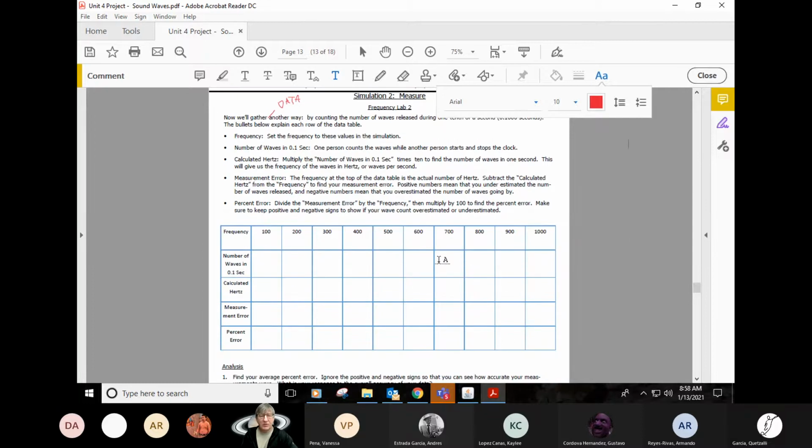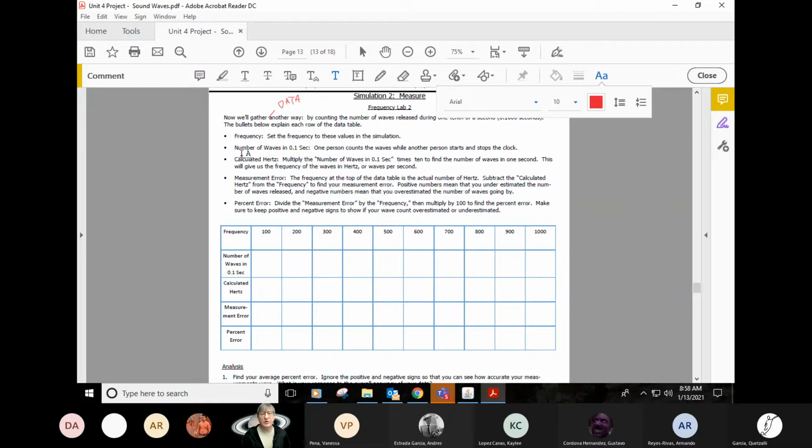So here's our data table. Once again, I'm going to modify the frequency. And then we're going to count the number of waves that are released in that 1/10 of a second time period. We're going to do each of these rows one at a time as a group. And so I'm going to explain them one at a time. But here's what's going to happen for the lab.